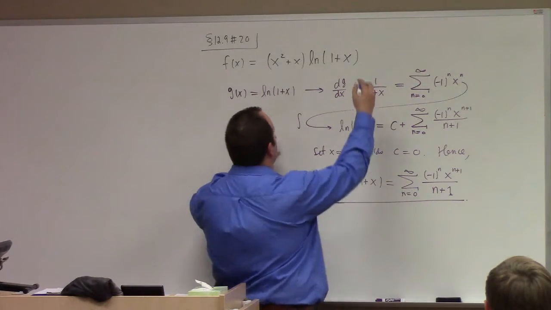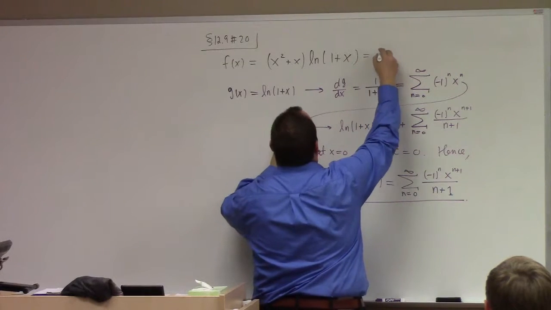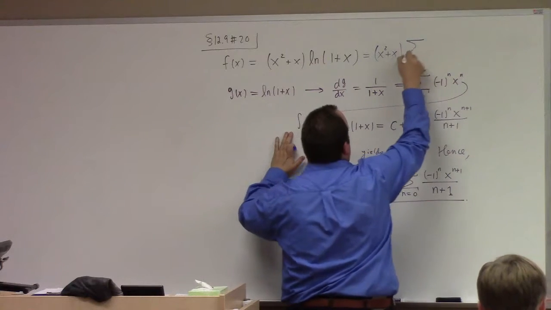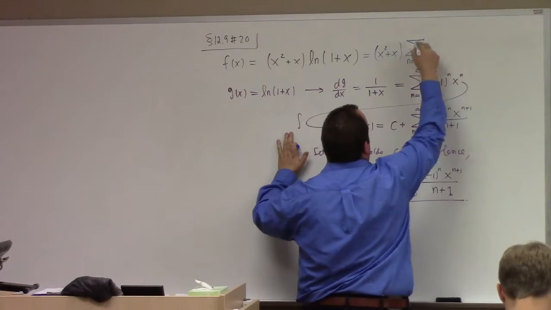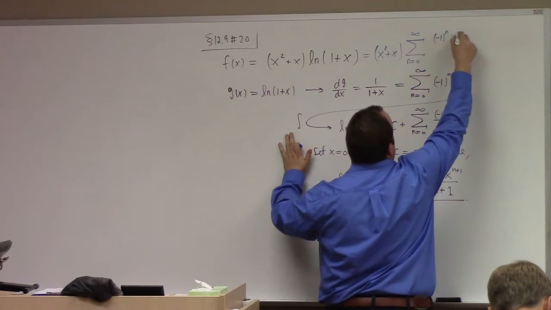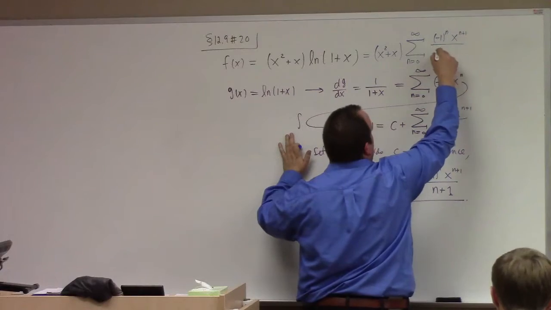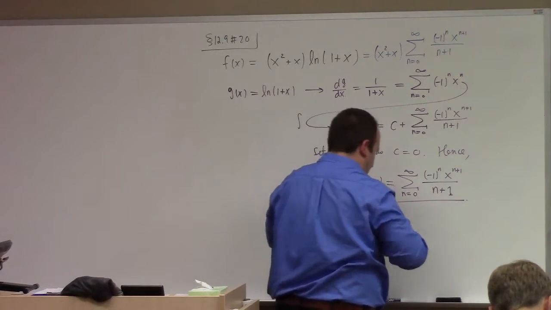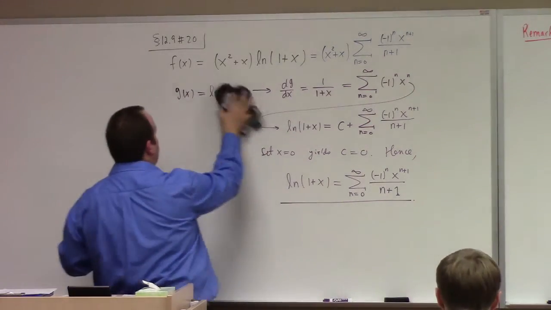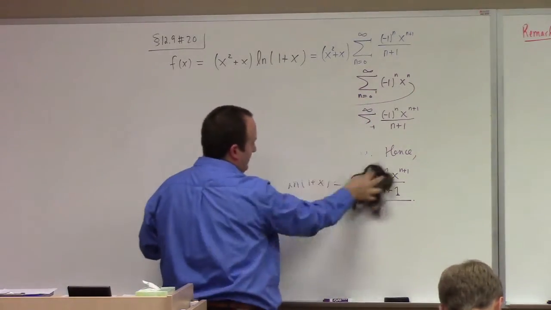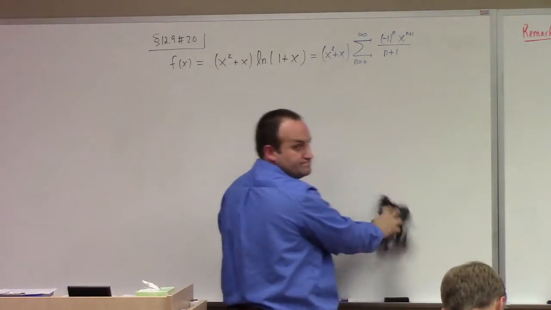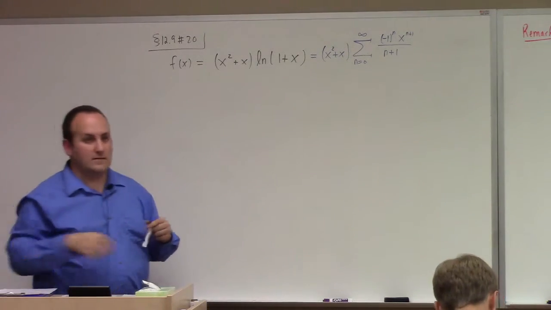All right, so we now know that this is equal to x squared plus x times the sum n equals 0 to infinity minus 1 to the n x to the n plus 1 over n plus 1. And I'm supposed to find the power series for this function centered at x. See, once I find the power series for log x, then the rest of this becomes pretty routine, right? Because now I just have to multiply, right?